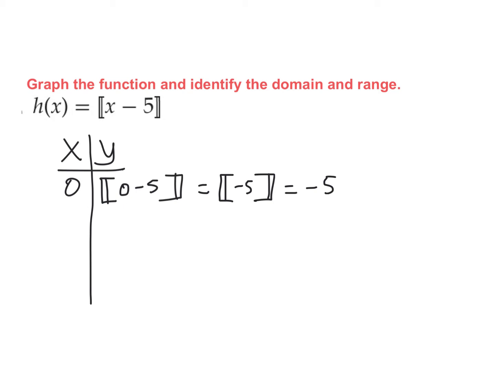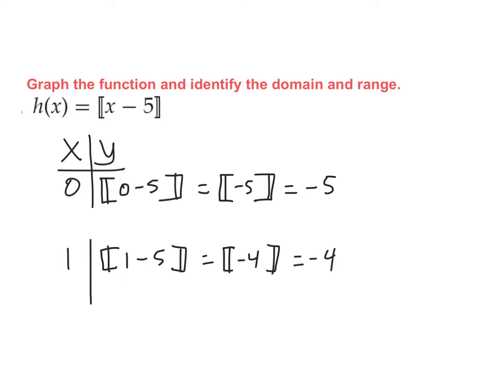What number should I look at next? 1. Okay, so let's plug 1 in. Go ahead and finish that one and see what it equals. All right, what does it equal when I plug 1 in? Negative 4. Okay, so when it's an integer, it stays an integer.